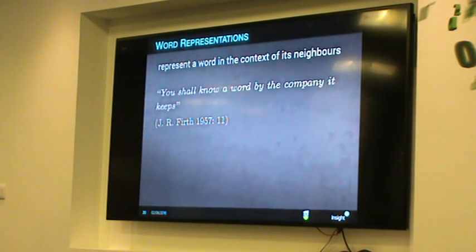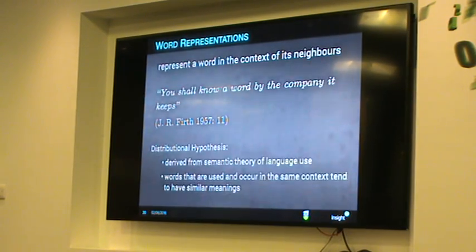So the basic idea of statistical natural language processing is that we can understand the context of a word if we understand the words that are around it, the words that are commonly used in association with that word. This is the distributional hypothesis. It's derived from the semantic theory of language, and it basically says that words that occur in the same context tend to have very similar meanings. So we'll see how to use this.